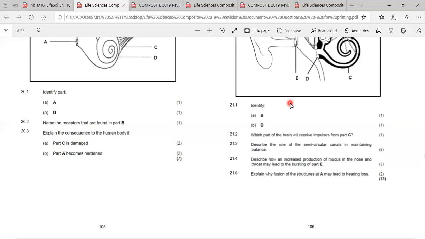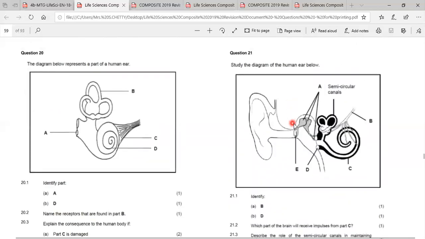Explain why fusion of structure A may lead to hearing loss. Of course, these are your ossicles, and that's the hammer, anvil, stirrup. Now, if they fuse, my darlings, that means they cannot vibrate properly, and that means vibrations will not be transmitted effectively to your inner ear. Your organ of Corti will not be effectively stimulated, and hearing can be impaired, or you can even lose that sensation of hearing.